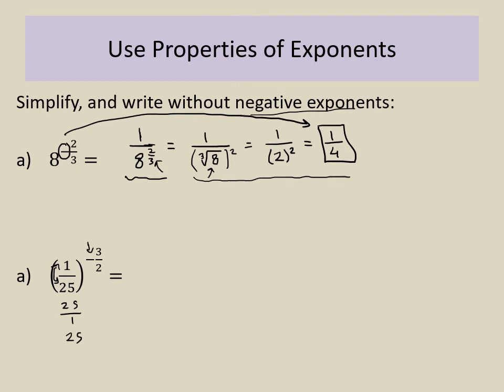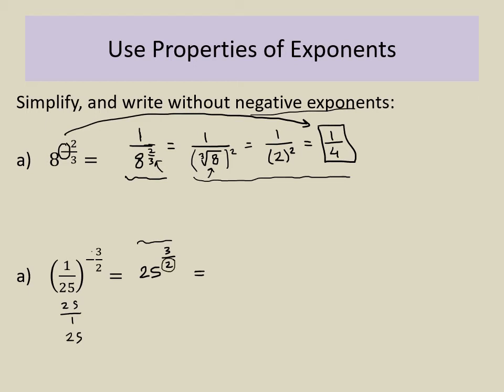We don't have to write over 1. So the base is flipped. It's going to be 25, and now the exponent becomes positive. So this is 25 to the power of 3 over 2. Once again, the first step is from a previous concept. Now we have something raised to a rational exponent, which we've learned how to do today.